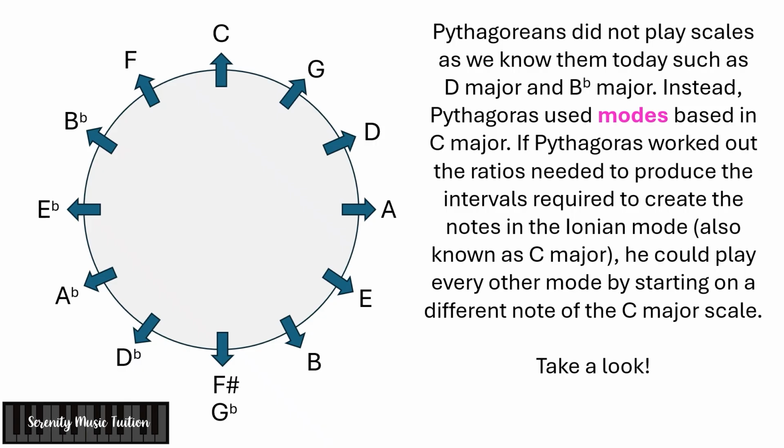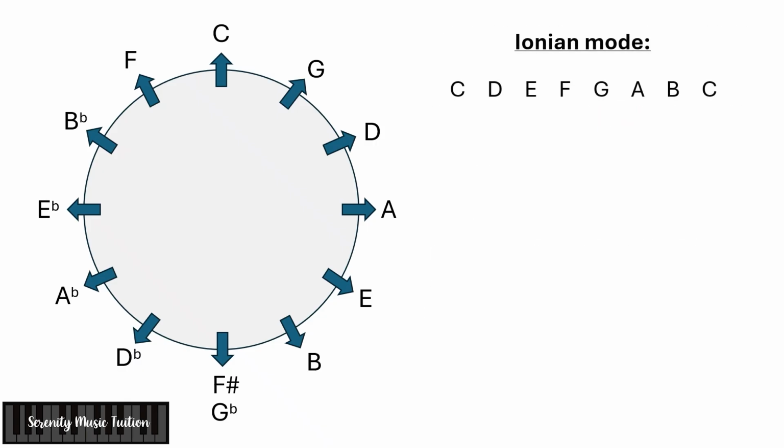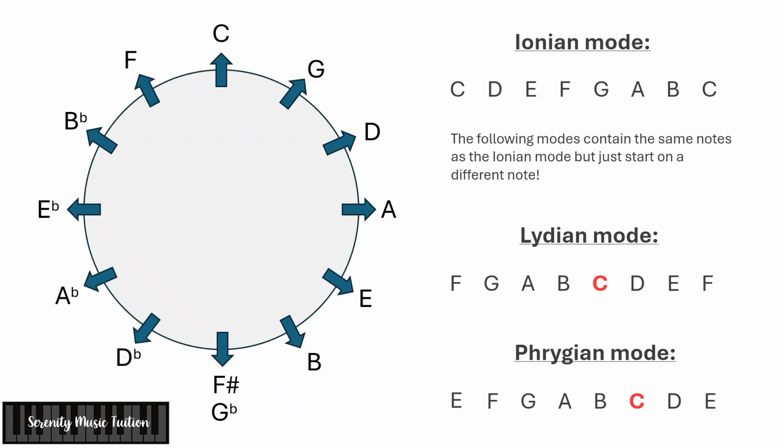If Pythagoras worked out the ratios needed to produce the intervals required to create the notes in the Ionian mode, also known as C major, he could play every other mode by starting on a different note of the C major scale. Take a look. This is the Ionian mode, otherwise known as the scale of C major. The following modes contain the same notes as the Ionian mode, but just start on a different note. So the Lydian mode starts on the note of F, and the Phrygian mode starts on the note of E.